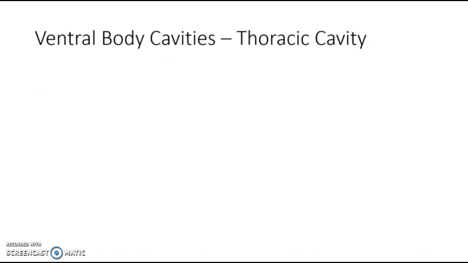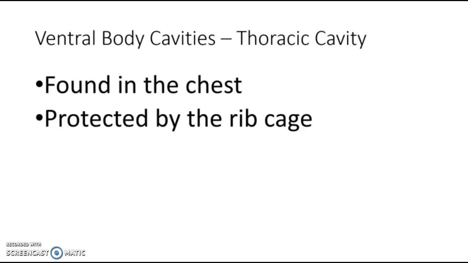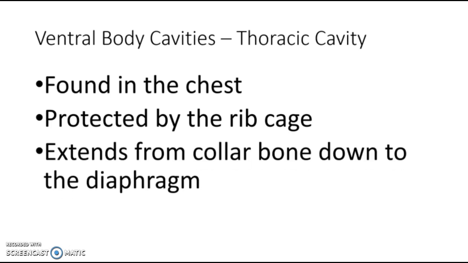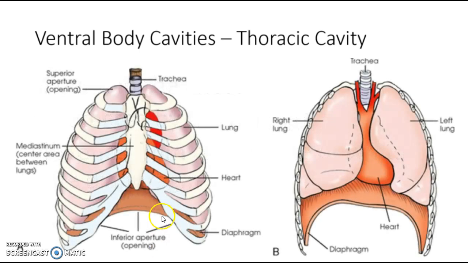So looking specifically at the chest region of cavities, that is known collectively as the thoracic cavity. We talked about it being found in the chest. These cavities are located behind the rib cage, and they start at our collarbone and extend down to the diaphragm. We can see them illustrated here in this picture.